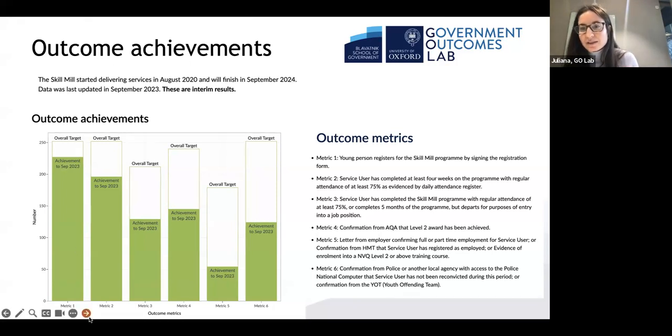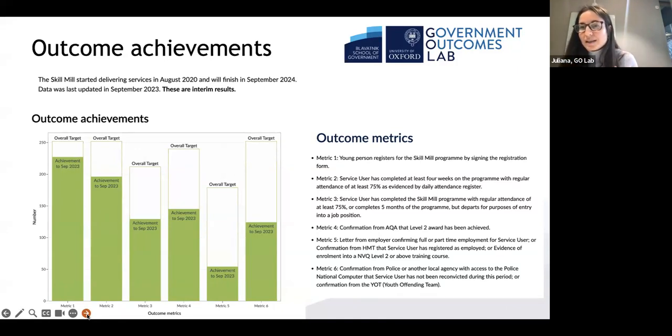You see the achievements up to September 2023, because that's the latest data that we get from the Life Chances Fund data platform. And you can see that the level of achievement varies depending on the metric that we are referring to. As you can imagine, there are some metrics where achievement is more straightforward than others.